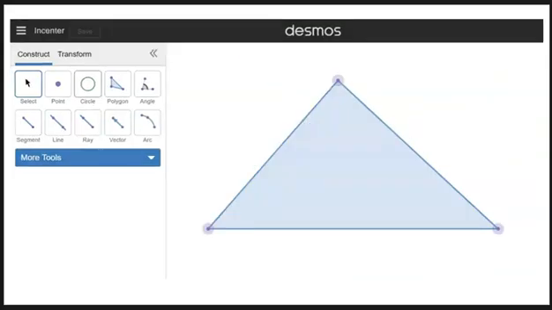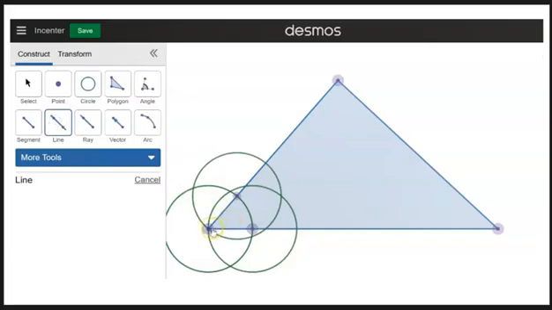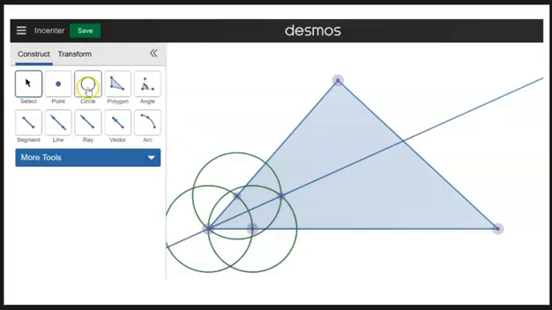To find the incenter, I need to construct the angle bisectors of each angle of the triangle. To do this with Desmos, I take advantage of the properties of congruent circles. For each angle, the second and third circle that I construct must be congruent to each other, and their centers must be on the sides of the triangle. This ensures that the line that passes through the two circles' intersection points is equidistant to the sides of the triangle.